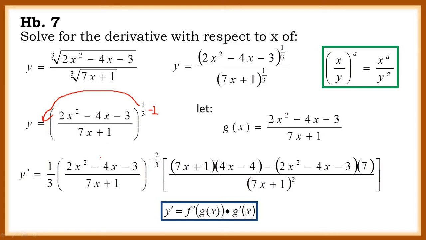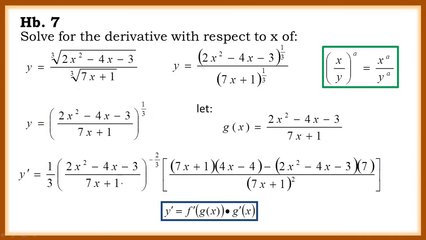Ganito yung magiging itsura. Binaba si 1 over 3. And then retained si inner function natin, and then 1 over 3 minus 1 is negative 2 over 3. And then, tsaka mo na lang isipin kung paano kuhanin yung derivative ng ating inner function. Now, as we apply power rule here, and then we let this be a single function, now we have to multiply it to the derivative of our inner function, in this case, eto. Now, getting its derivative, we will be using our quotient rule.